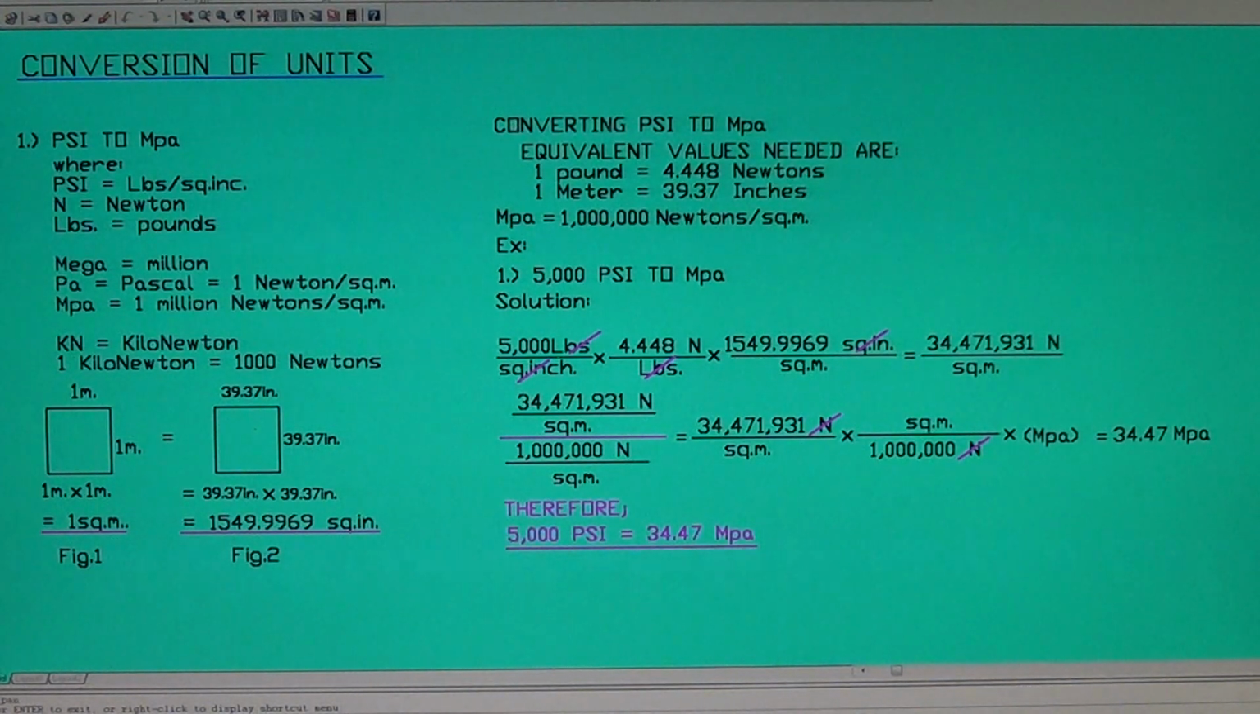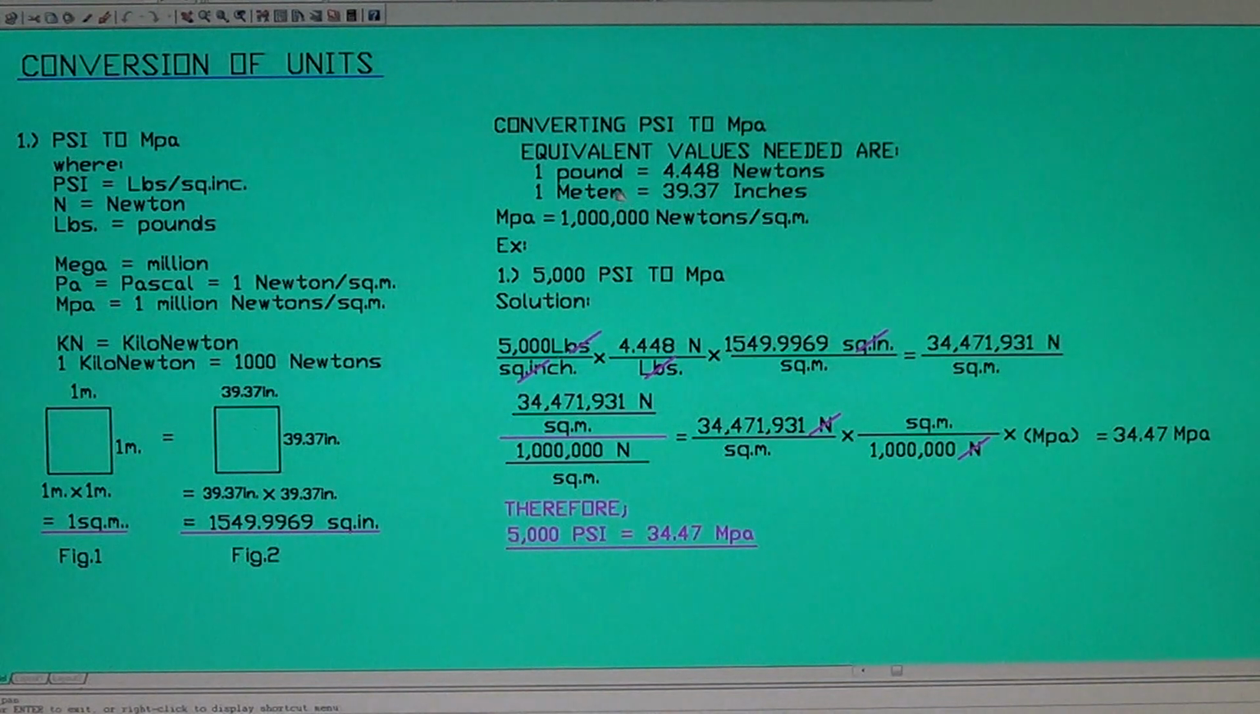The converting PSI to MPa equivalent values needed are: number one is pound. 1 pound has 4.448 newtons, and 1 meter has 39.37 inches. 1 MPa is 1 million newtons per square meter. So we have an example here. Convert 5000 psi to MPa.